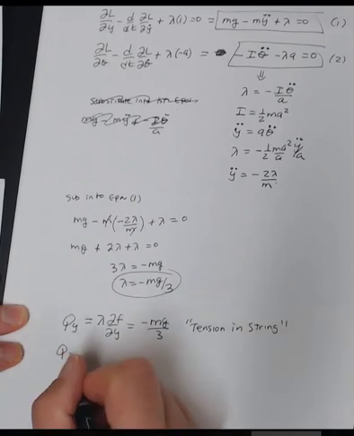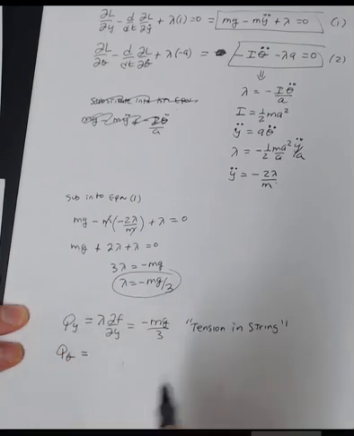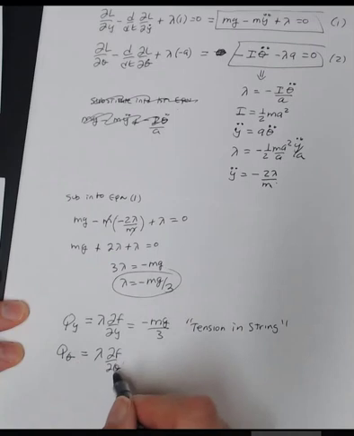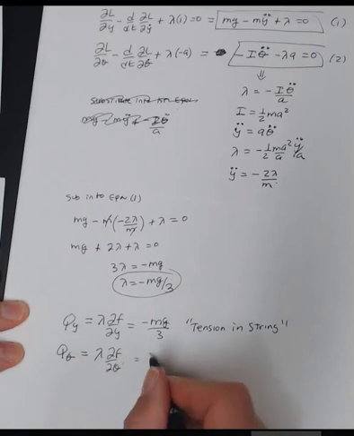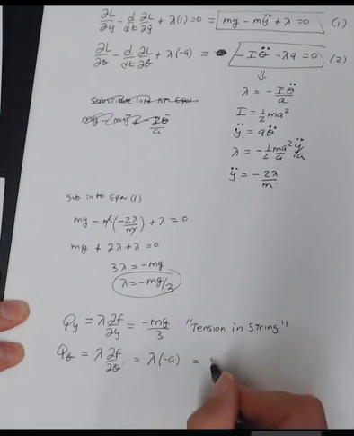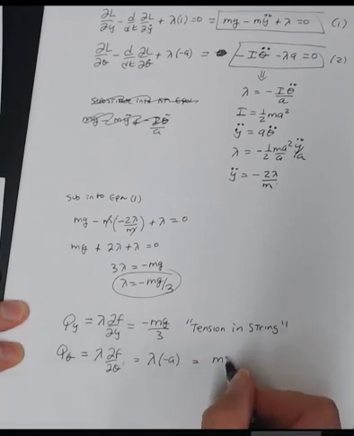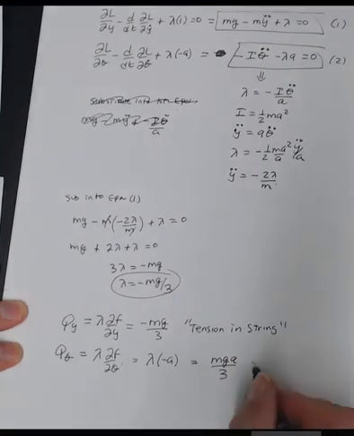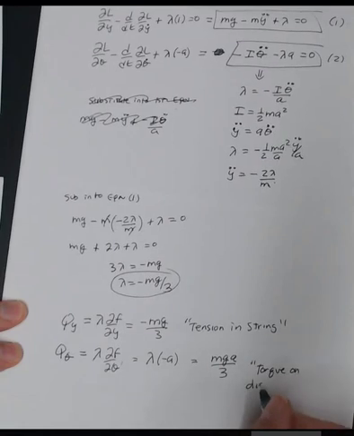And Q theta is lambda dF/d theta, and remember, what did we say dF/d theta was? That was negative a. So I'm going to get mg a over 3, and that's a torque. Torque on disk due to string.